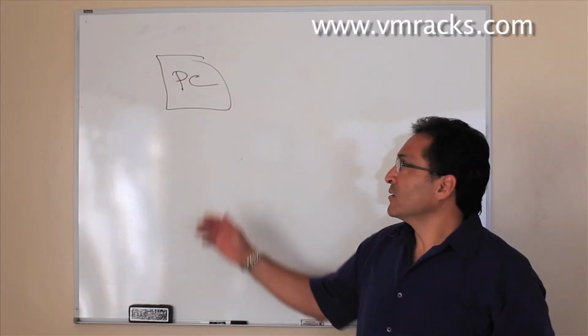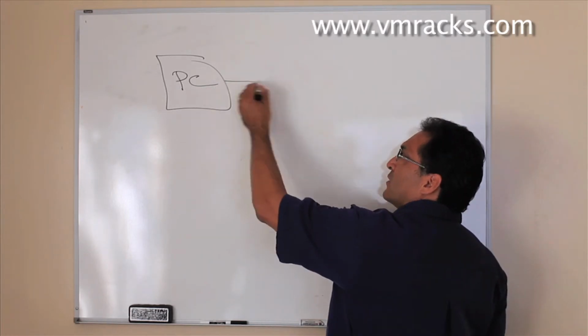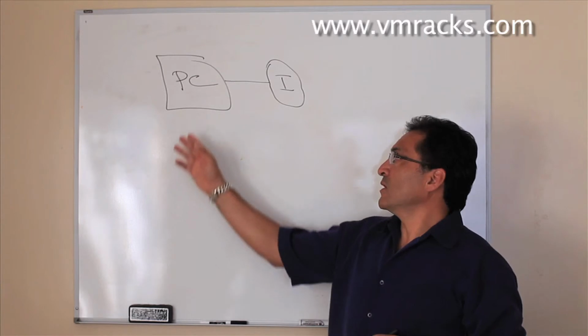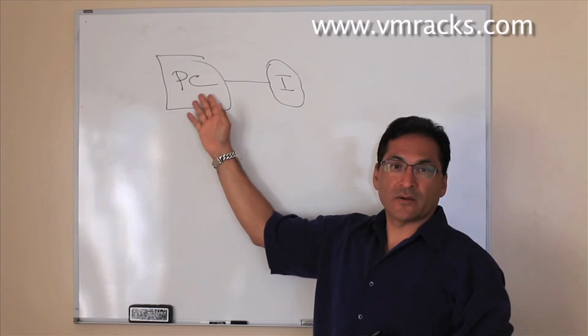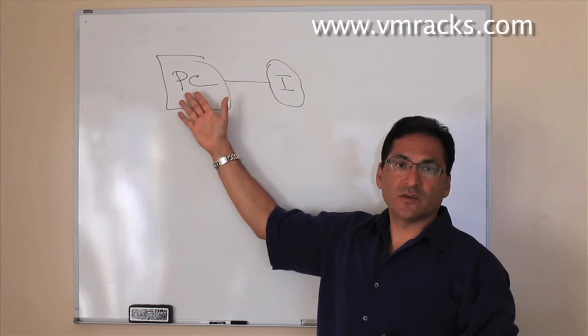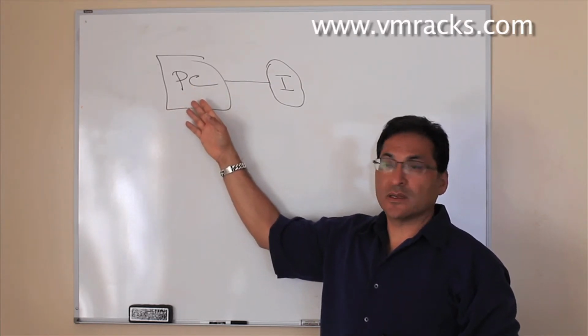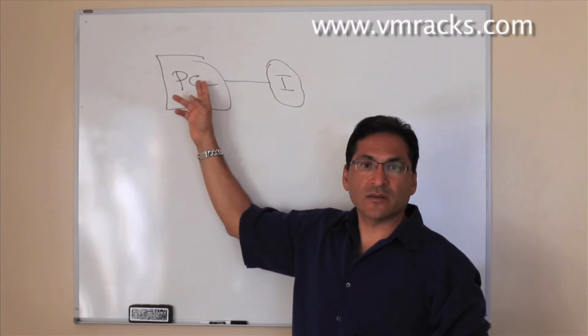I just drew here a PC, and next we're going to draw the internet. So the health professional is here. They're typing in a medical record. The first thing we have to be concerned about is as they're typing it in, can anyone see what they're typing in? Can a passerby come by here and view what's on the screen?